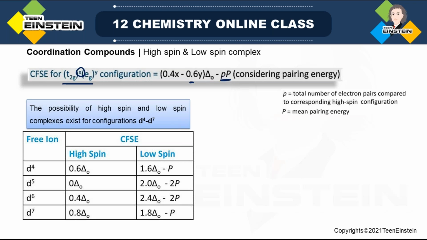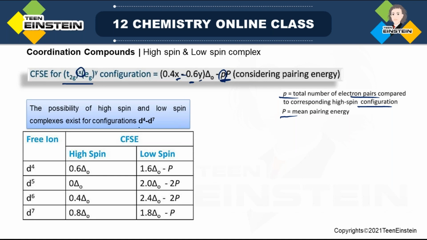And pairing energy: here this capital P is basically the pairing energy and small p is how many pairs you are actually making. So small p is the total number of electron pairs compared to the corresponding high spin configuration. That is, compared to high spin, how many forceful pairings you are actually doing. And capital P is the mean pairing energy. So for all the x, you have to multiply with 0.4 and for y 0.6. The negative sign may change in different places. You will see different types of calculations are done.